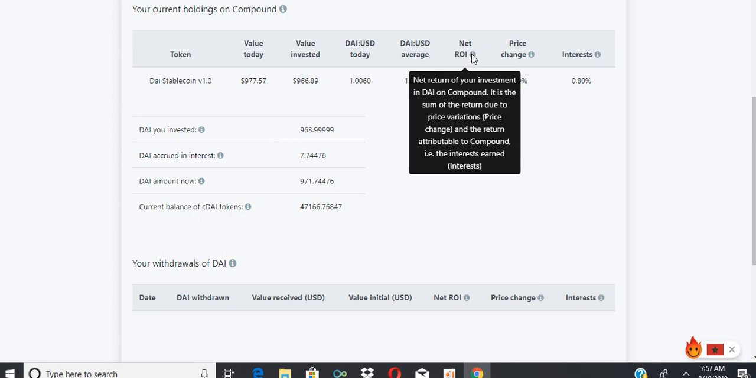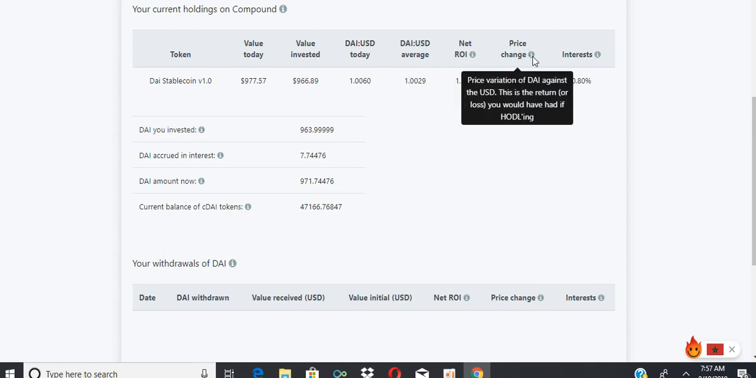the return due to the price variation or the price change and the return attributable to Compound, i.e. the interest earned in interest. So one thing you have to comprehend about utilizing this platform is that you have a price change, which is the price variation of DAI against the USD, and this is the return or loss you would have had if just hodling the DAI stablecoin. And right now is a gain of 0.29%.